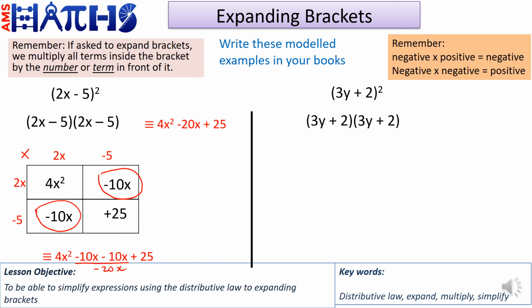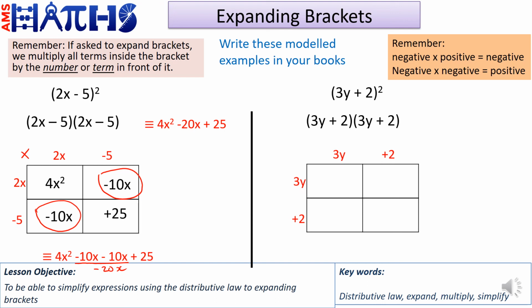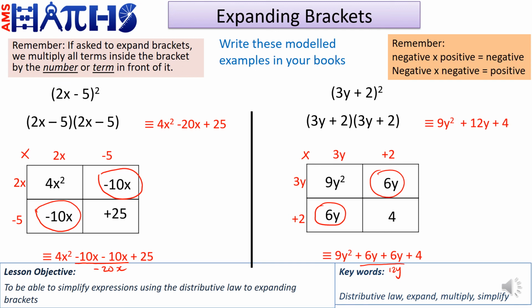So because we're squaring 3y plus 2, it can be written as 3y plus 2 times 3y plus 2. You then set up your grid and write the terms around the grid, then we will multiply. And so when multiplying, we would get 9y squared, 6y, 6y, and 4, which is written below. Our terms in y can be combined, so our 6y and 6y, which I've underlined here, would give us 12y. And so our final answer is 9y squared plus 12y plus 4.